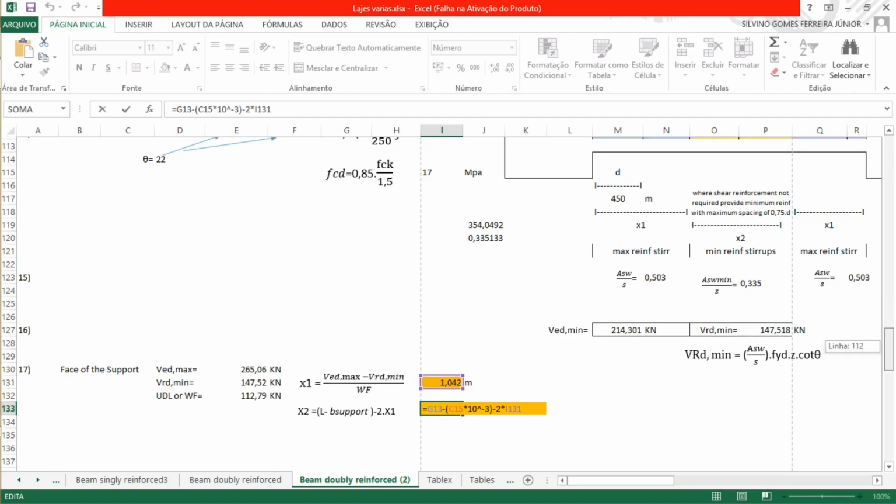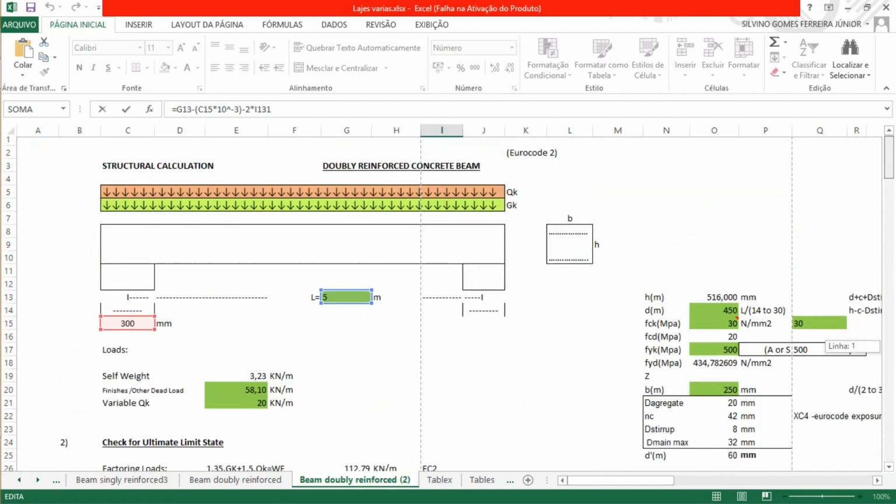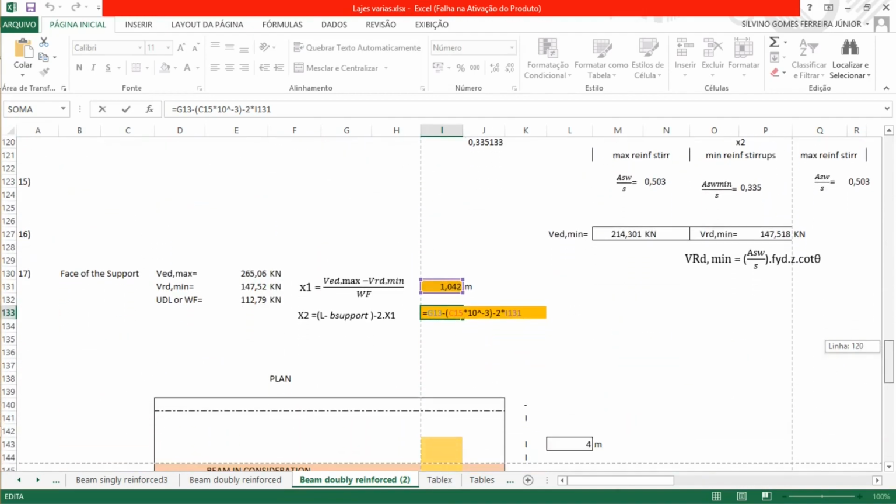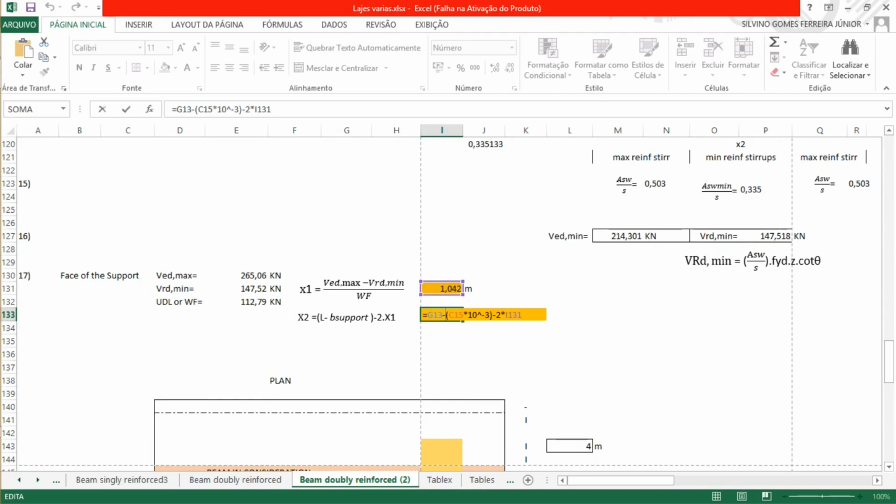We are using a span of 5 meters, less b of support, that was 300 millimeters, so less 2 times, we can put meters, so we calculate everything in meters, less 2 times x1, that is 2 multiplied by 1.042 will give us 2.616 meters.